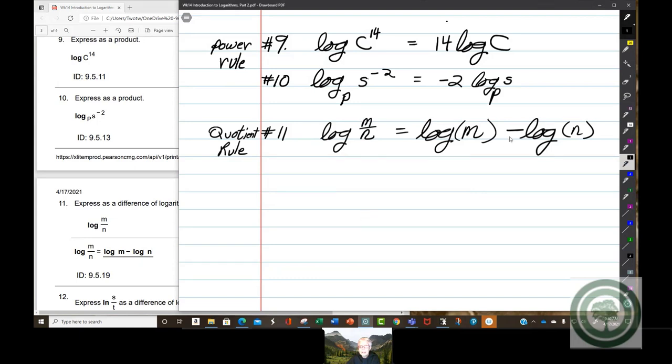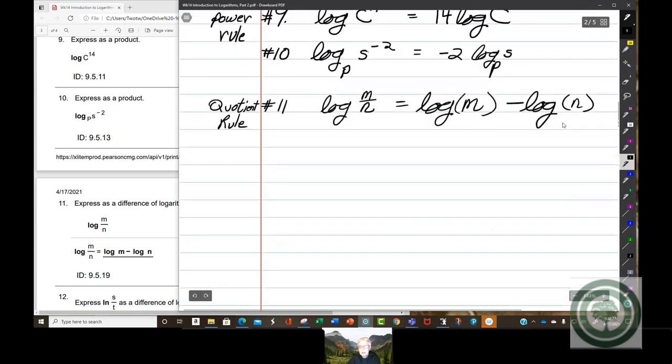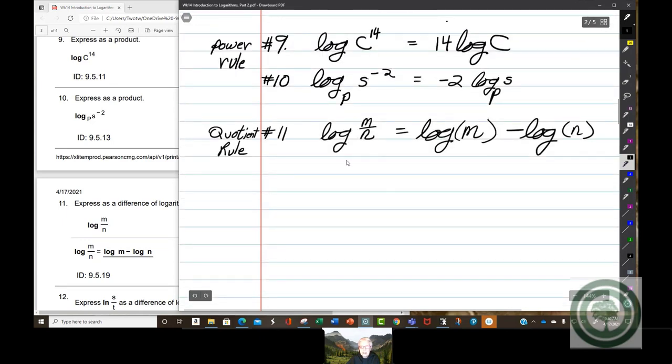The difference between the minus and the plus. When you're multiplying two things inside the argument, they become separate plus problems. When you're dividing stuff inside the argument, it becomes log of the top argument minus the log of the bottom argument. Well, the log of the numerator minus the log of the denominator. There.